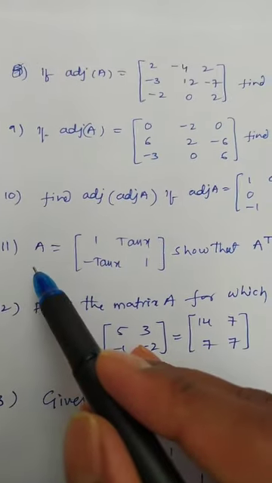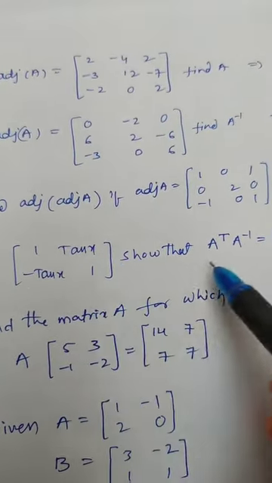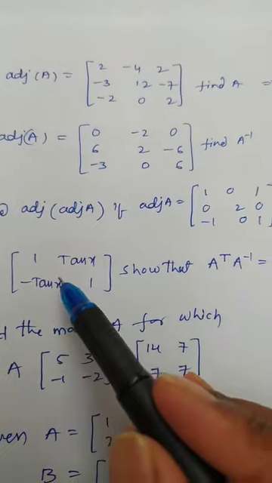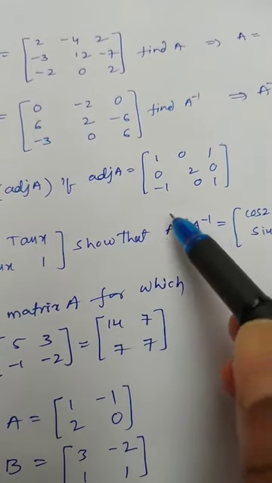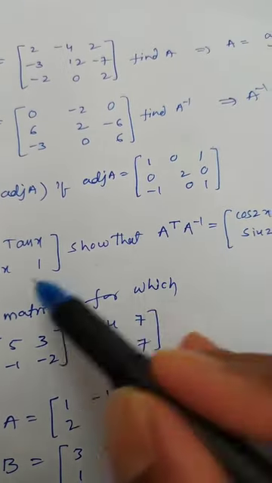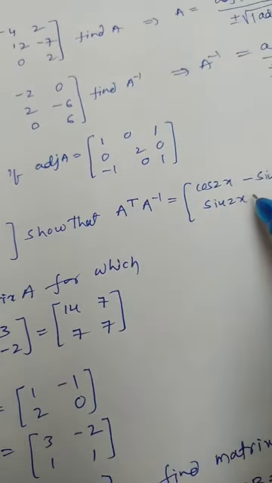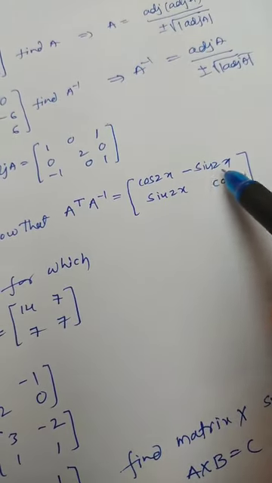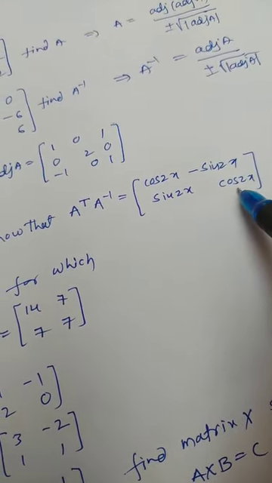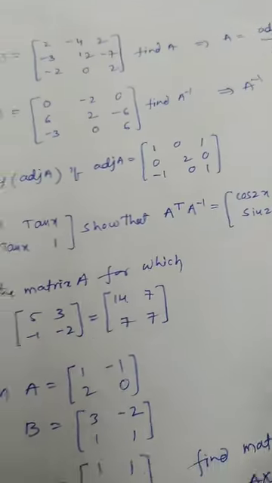For the 11th problem, it is a 2 by 2 matrix, and it contains 2 rows and 2 columns. Find A transpose and A inverse of this 2 by 2 matrix, then multiply and show that it is [cos 2x, minus sin 2x; sin 2x, cos 2x]. Okay, you can do this.